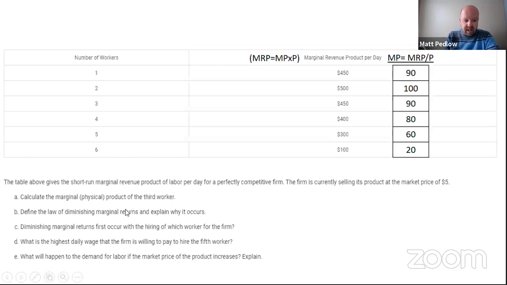B, define the law of diminishing marginal returns. So this is what we talked about a few minutes ago. If at least one input is held fixed, while other inputs are variable, output increases at a decreasing rate. Output increases at a decreasing rate. Easy definition. Explain why it occurs.